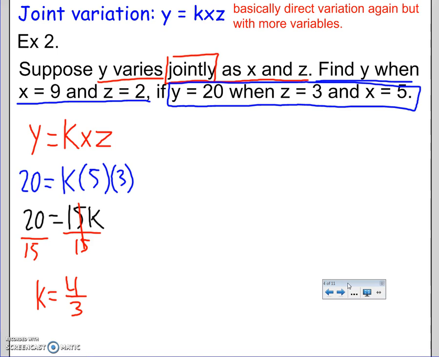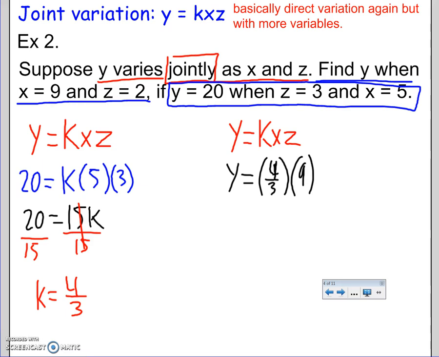Now we found k, we can now solve the other equation for our incomplete situation. So same formula, fill in what we have. It says find y. Again, we do not know what y is. K was that 4/3 from before. You can put in parentheses if you want. So 4/3, all right, x is 9 and z is 2. Well, I'm just typing it in the calculator, which is what I will do. So let's see what that is.